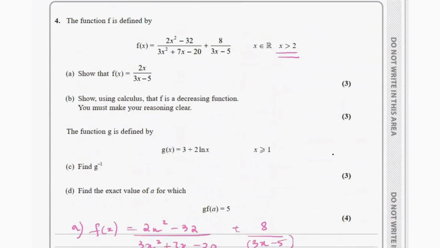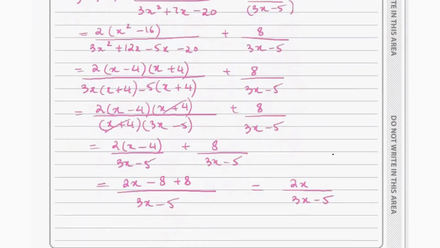Yep, so the same thing. Then show using calculus that f is a decreasing function. You must make your reasoning clear. So to show that f is a decreasing function, we're going to differentiate this first. So f of x is 2x over 3x minus 5.